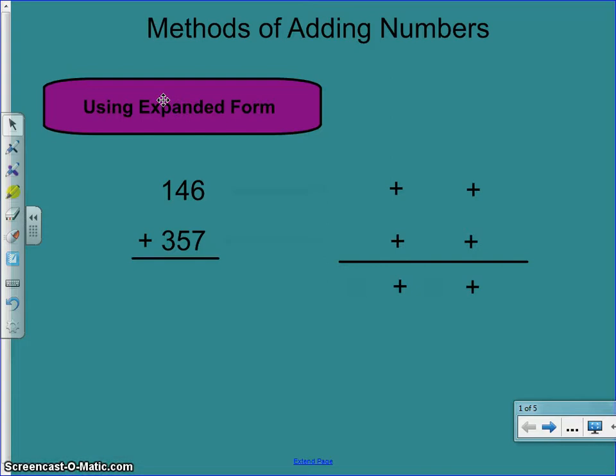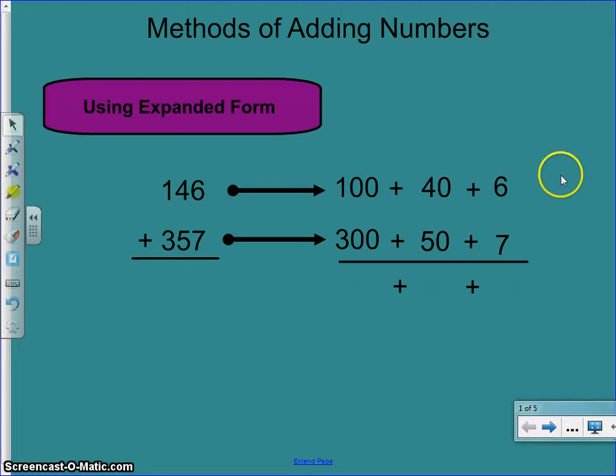So remember back to expanded form. You would take these numbers and expand them. So 146 would become 100 plus 40 plus 6. Then 357 would expand into 300 plus 50 plus 7. There are the two expanded form versions. Now I can add each place value. I can add the ones together, the tens together, and then the hundreds. And then I'll have to shrink that back down. I'll show you what I mean.